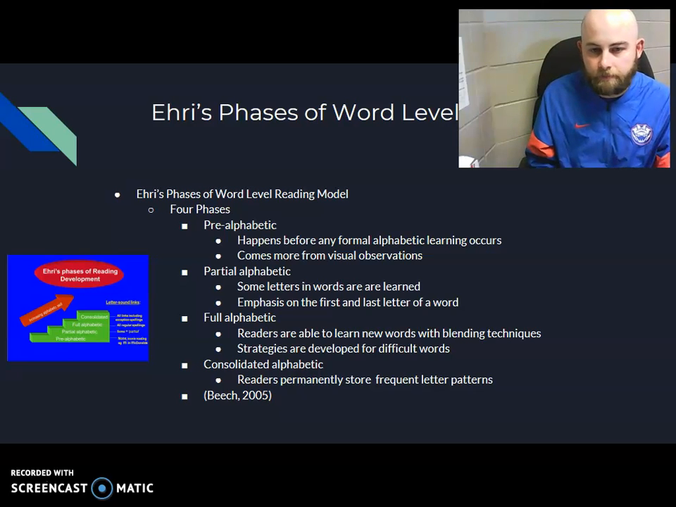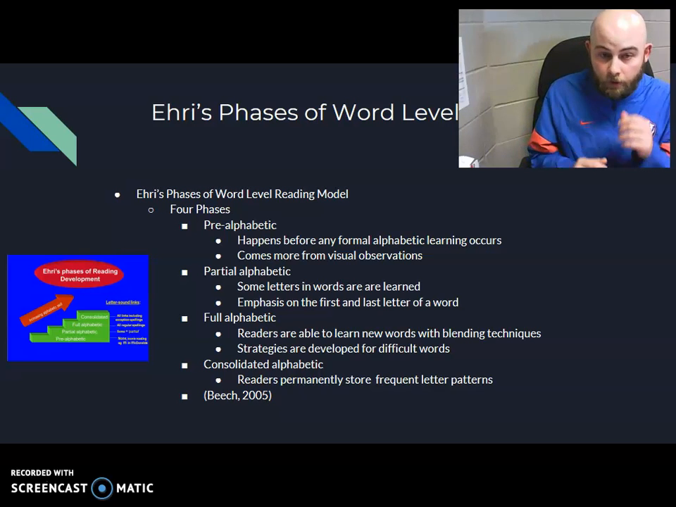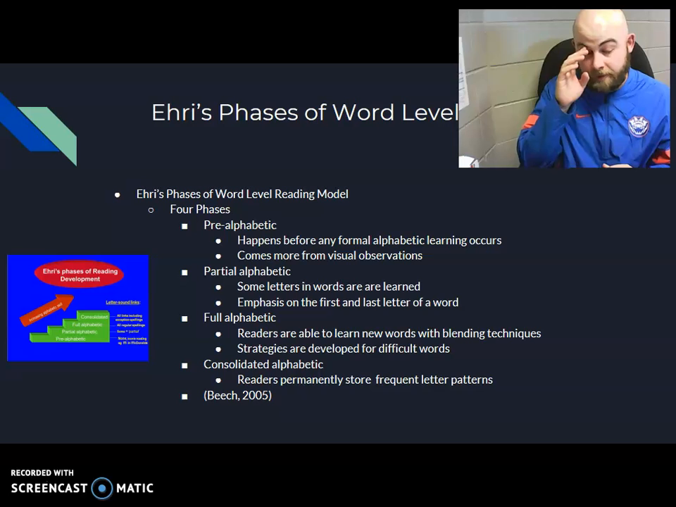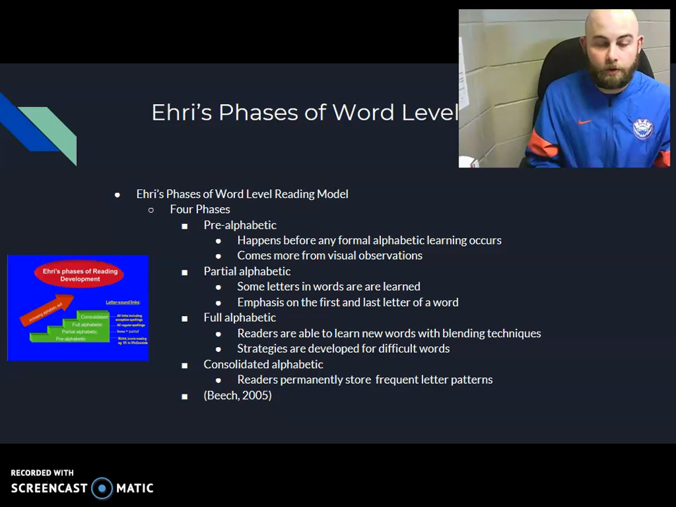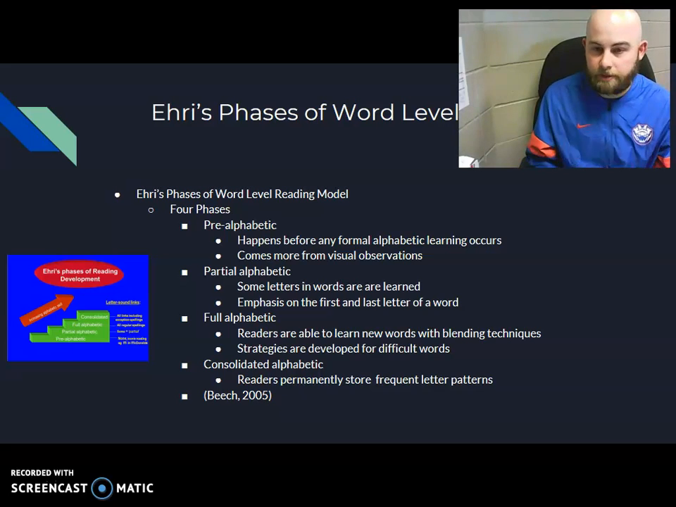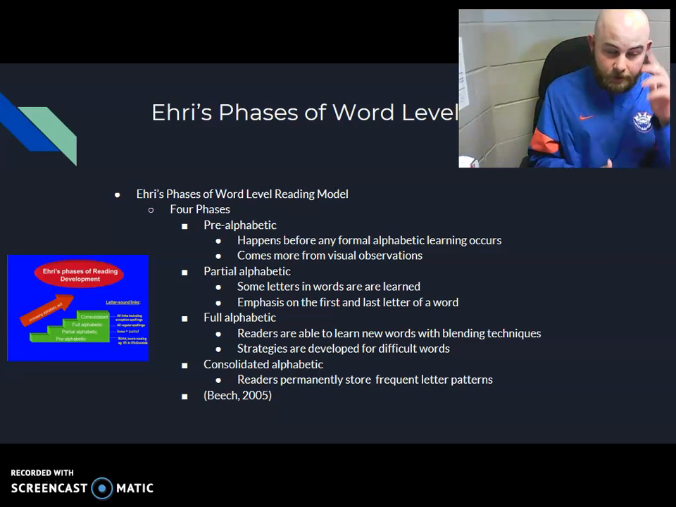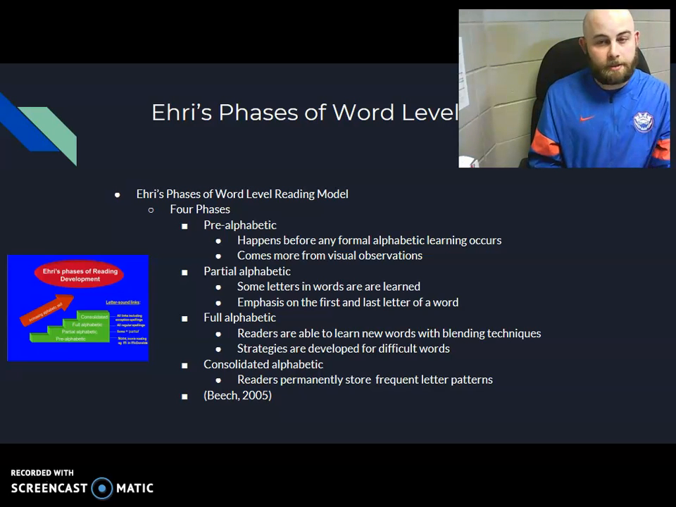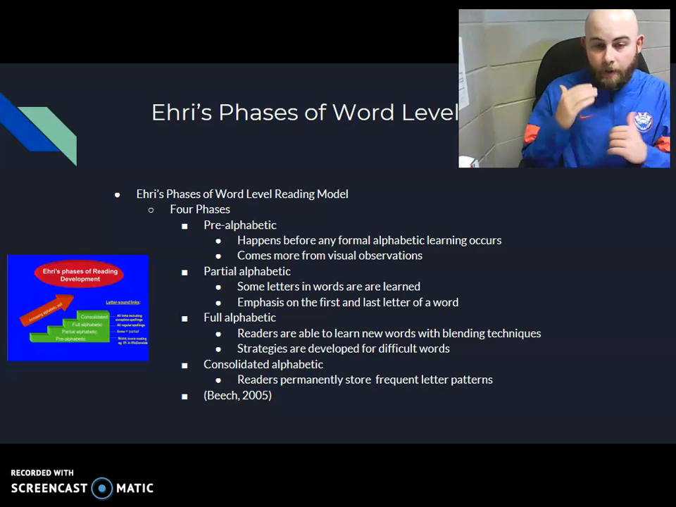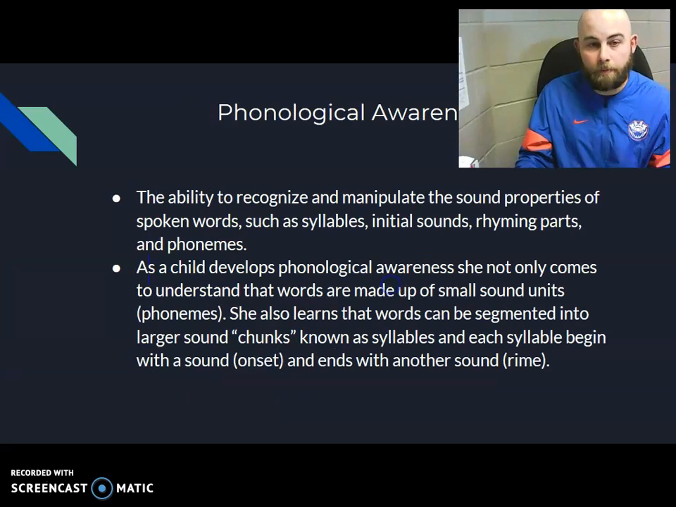Partial alphabetic, where some letters and words are being learned, but really they just have an emphasis. They're able to tell you a word, but the emphasis is on the first and the last letter of the word. And then full alphabetic, where readers are able to learn various different words, and they have strategies. If they have a word they don't understand, they have strategies to learn that word. Consolidated alphabetic goes back to the one we just covered, being able to store those frequent letter patterns that they're used to seeing in their memory.